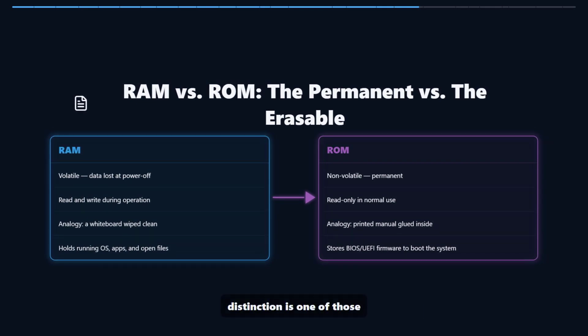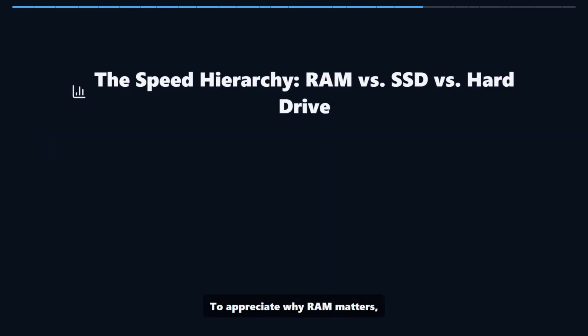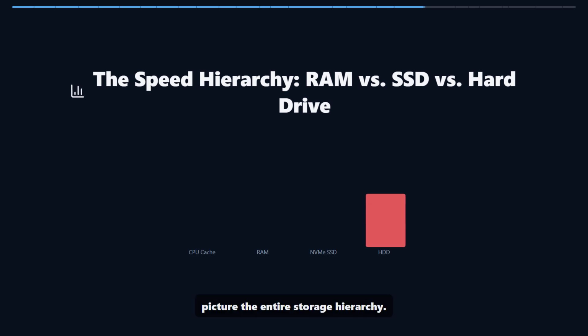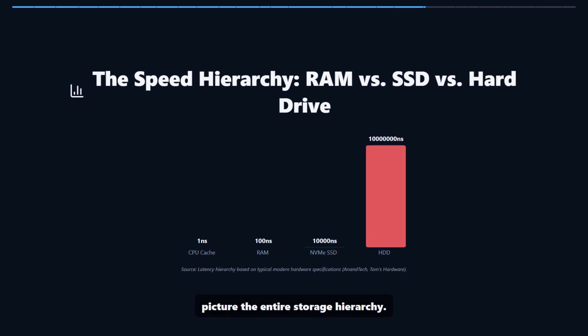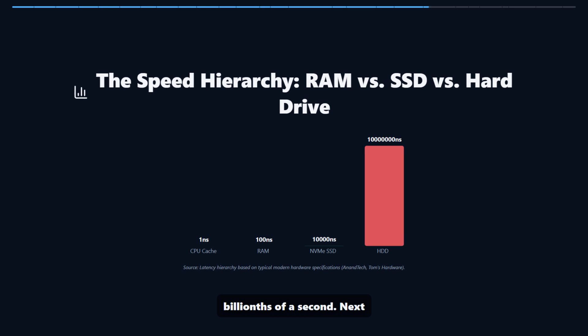Understanding this distinction is one of those foundational IT literacy checkpoints that keeps you from making silly mistakes on the job. To appreciate why RAM matters, picture the entire storage hierarchy. At the top sits the CPU cache, which responds in billionths of a second.